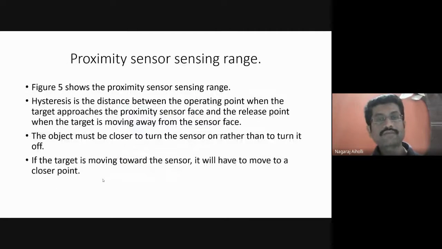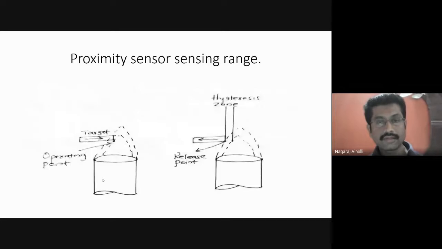Next is the range of the proximity sensor. The next figure shows this. Here it is showing the range of the proximity sensor. There is a target object here.